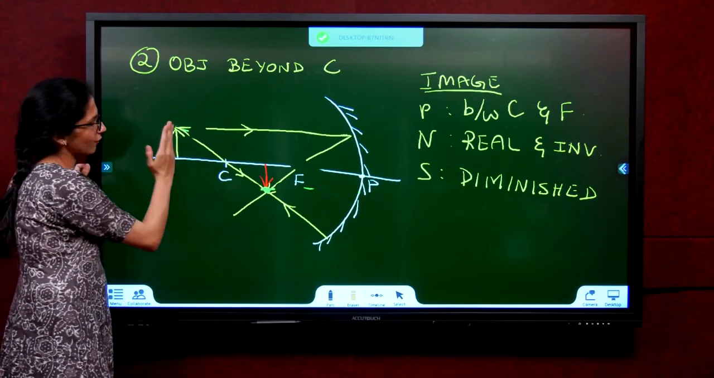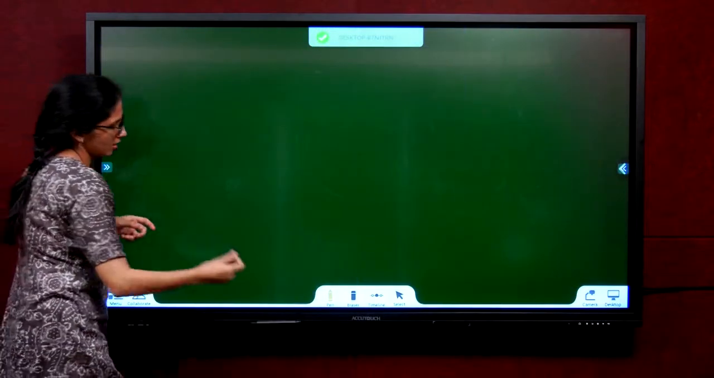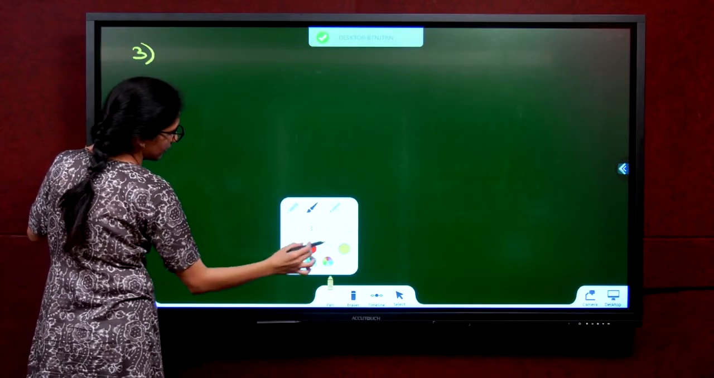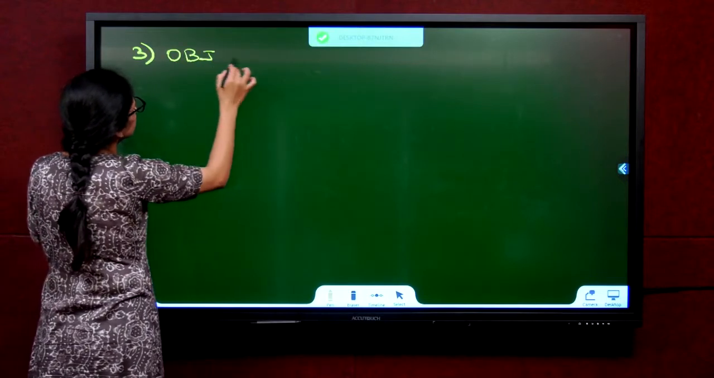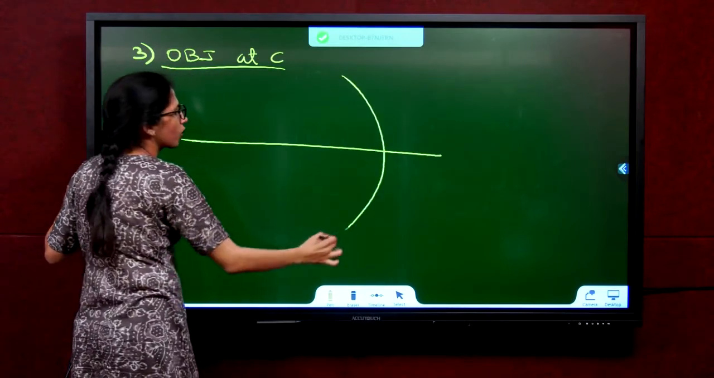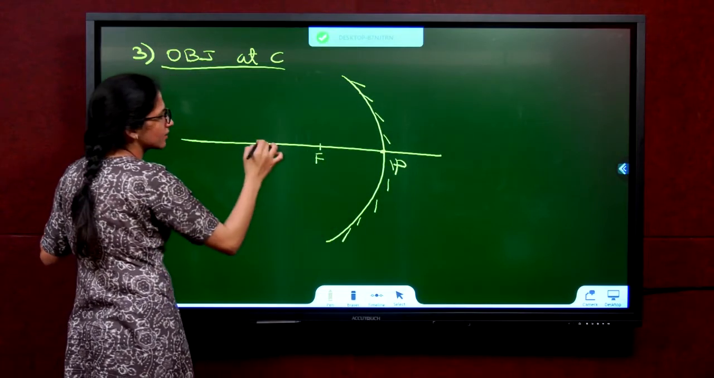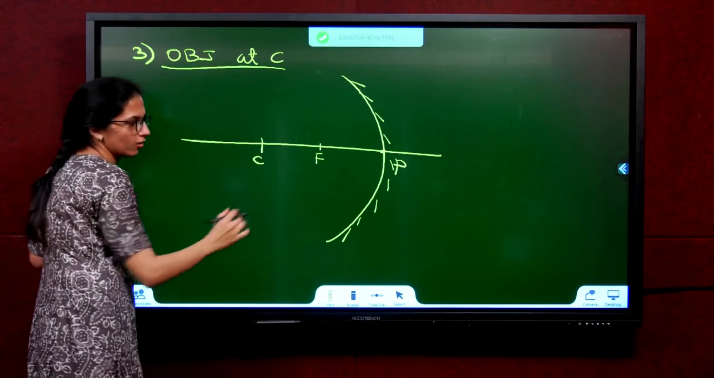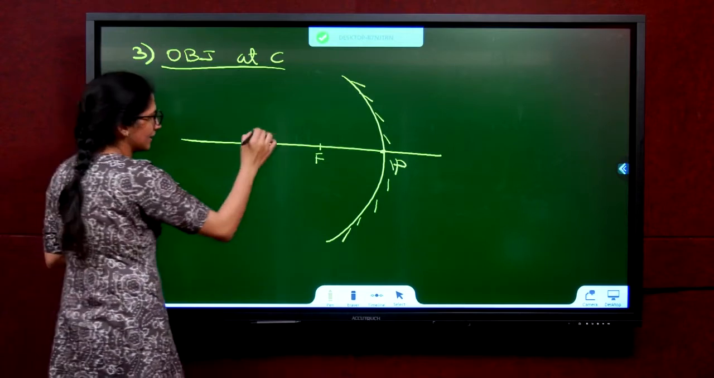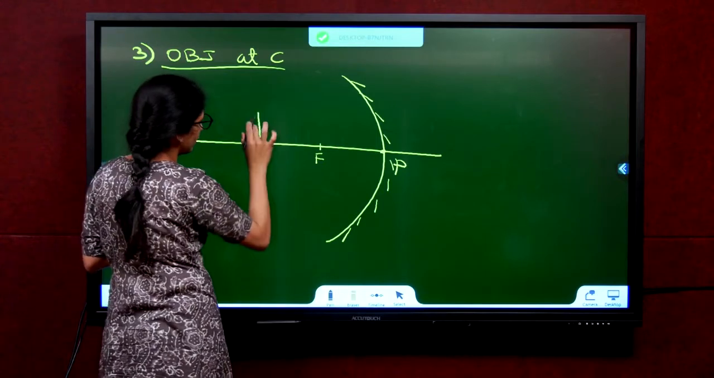Moving on to the third case. Now we keep the object at C. Let the object be placed at C. Same as before, take your compass of approximately 4 centimeters, draw the curve, mark your pole, and mark your focus 3 centimeters away from the pole. This is 6 centimeters away from P. You are keeping your object at C. This is a very, very important case. It's difficult to draw. Most of them go wrong here.